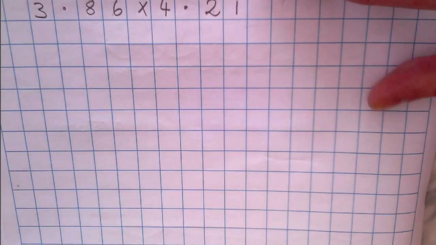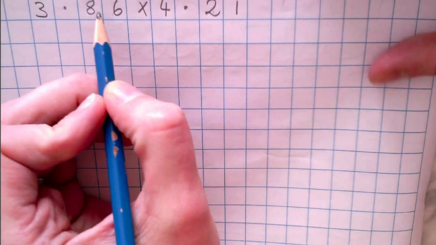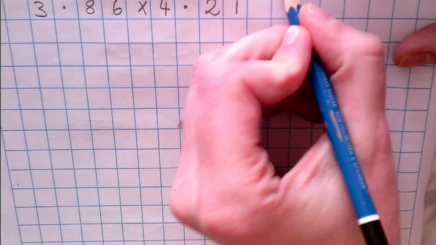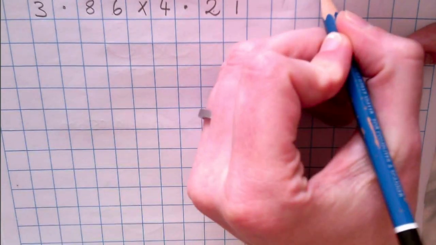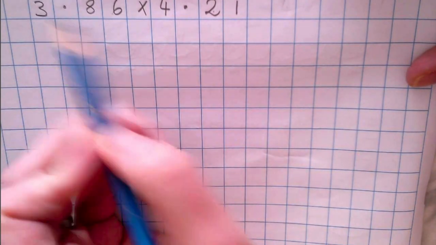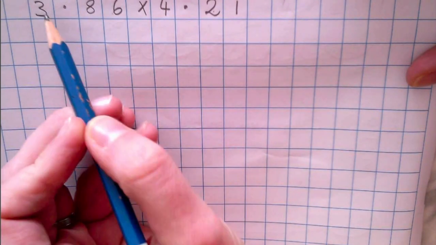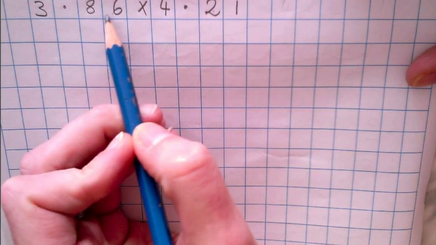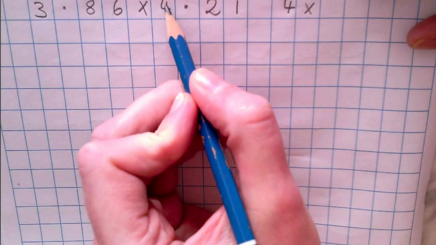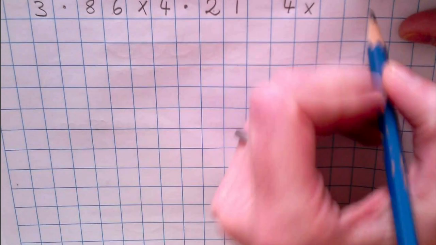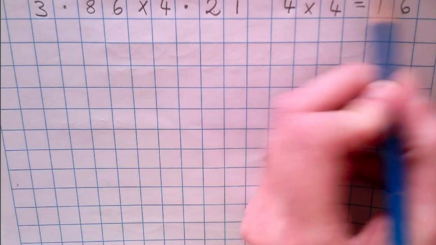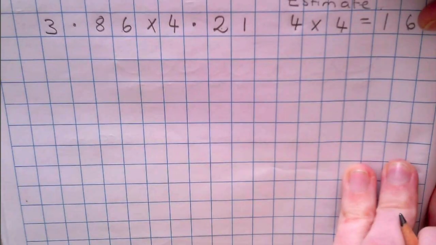Okay, in my second example today, I've got 3.86 multiplied by 4.21. Now remember, my first step is to make an estimate. So I'm going to be estimating 3.86 times 4.21. So 3.86 is very close to 4. So I'm going to go 4 multiplied by 4.21 is also very close to 4. So 4 times 4 equals 16. So my estimate is, my answer is going to be very close to 16.